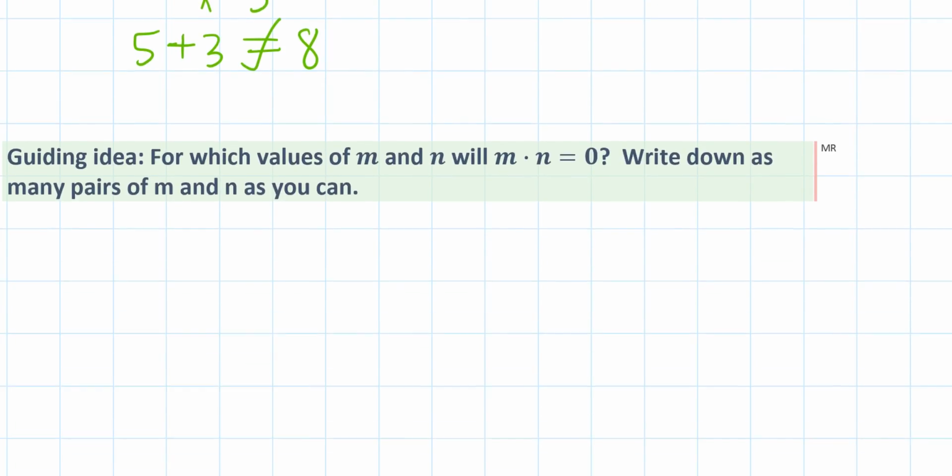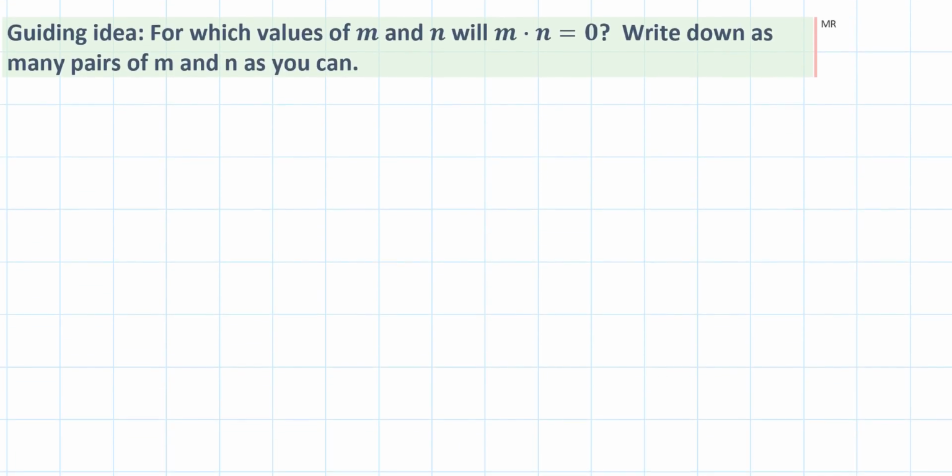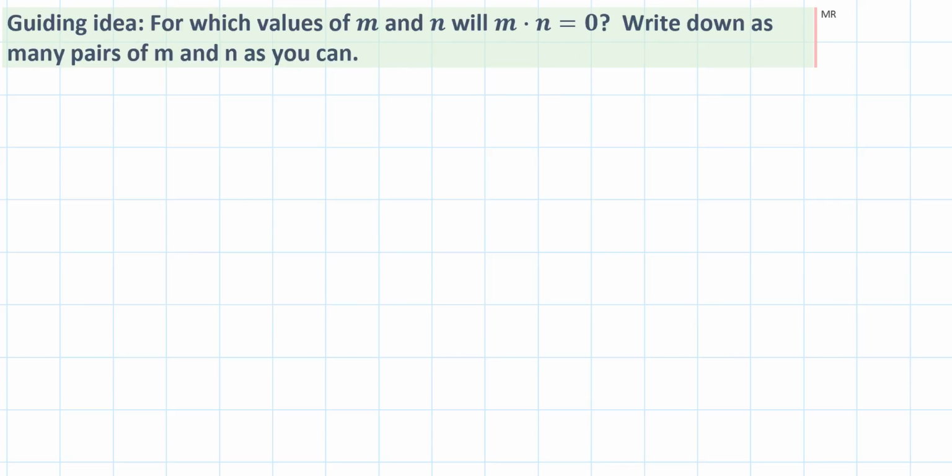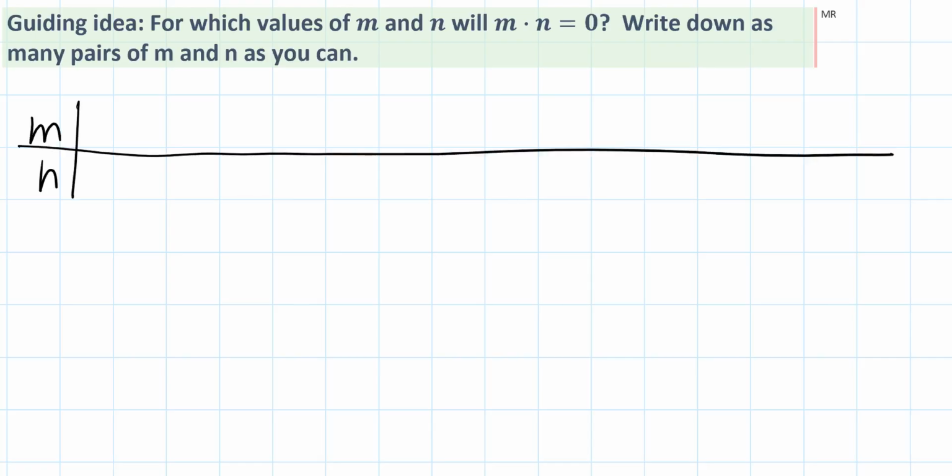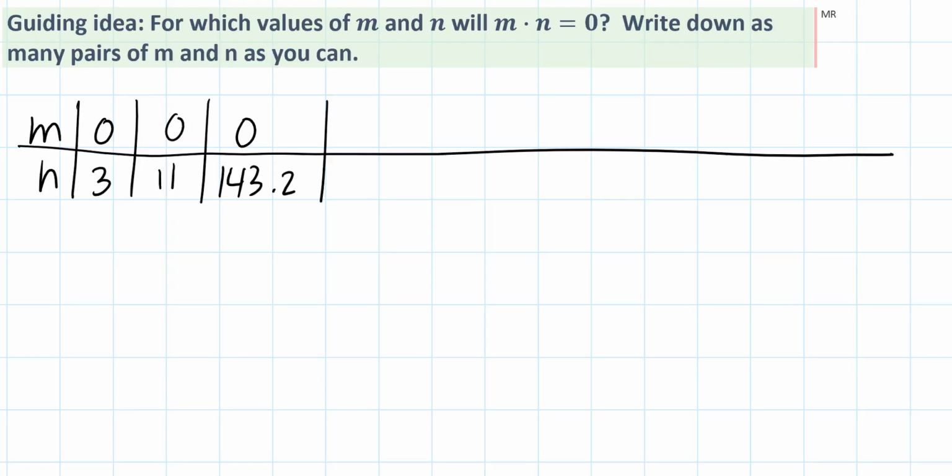Okay, today's lesson has a guiding idea. For which values of m and n will the product m times n be equal to 0? Write down as many pairs of m and n as you can. Okay, let's make a chart. If I want to multiply two things to equal 0, I could say, well, 0 times 3 is 0. So is 0 times 11, or 0 times 143.2. Well, so is 0 times a negative number, or a fraction, or even a really weird number.